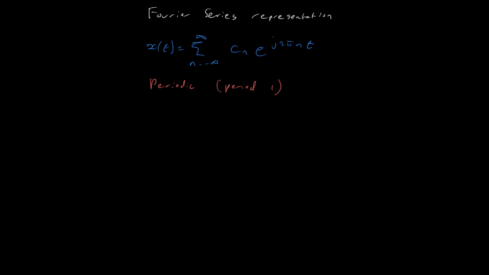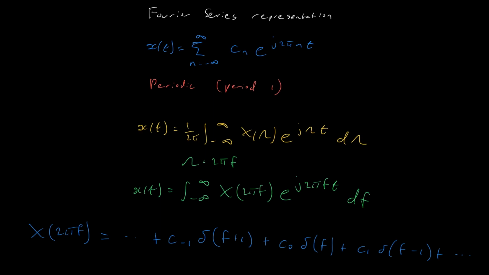We can think of the Fourier series as just being a special case of the Fourier transform. Indeed, we can obtain the same signal x of t using an inverse Fourier transform representation in the following way. In yellow, we have the standard inverse Fourier transform. If we replace angular frequency with frequency, we get this expression here in green. And comparing this expression in green with our Fourier series here, we see that they match up if we choose our X of 2 pi f to be a pulse train of Dirac impulses to convert this integral to a summation here.